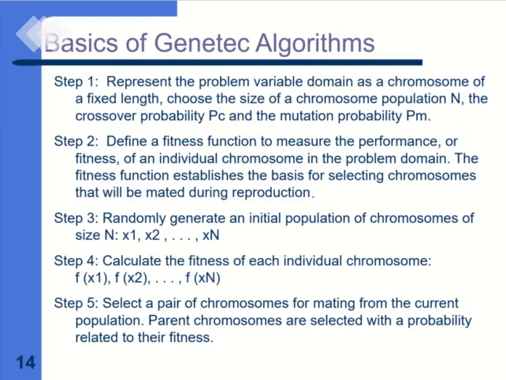The basics of genetic algorithms. There are steps in these algorithms we have to follow. The first step is to represent the problem variables as chromosomes with fixed length. The second step is to define the fitness function to measure the performance and establish the basis for selecting the chromosomes. Then we have to generate the initial population. Then in step 4, we have to calculate the fitness function. Then we have to select a pair of chromosomes for mating from the current population.